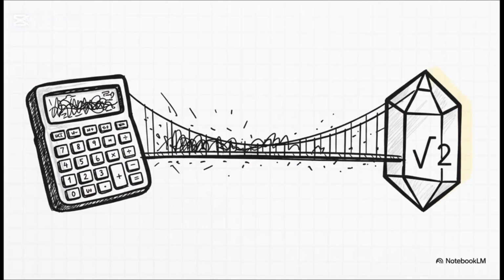So you might be asking, why even bother with these messy numbers? Well, it comes down to one word: precision. A calculator has to round that number off eventually. It gives you an approximation. But the symbol, root 2, that represents the exact value. And for an engineer building a bridge, an approximation isn't good enough. You need perfection. That's why surds are so crucial.